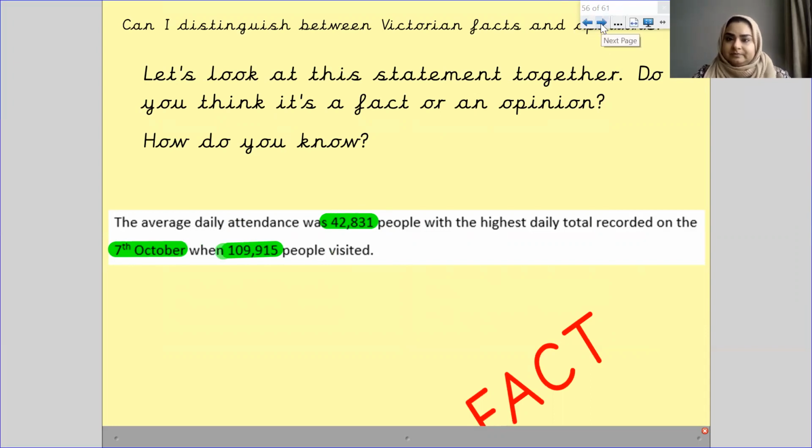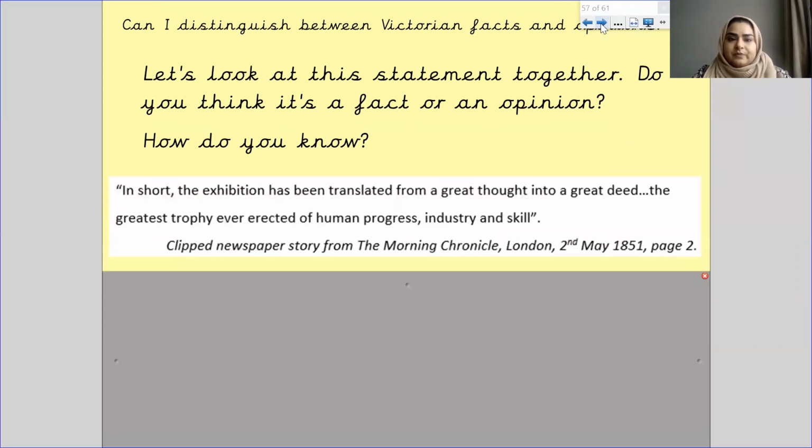Now, next one. Let's look at this and I want you to think about whether it is a fact or an opinion. Okay, and how do you know? In short, the exhibition has been translated from a great thought into a great deed. The greatest trophy ever erected of human progress, industry, and skill. So, what do you think it is? Do you think it's a fact or an opinion? And why?